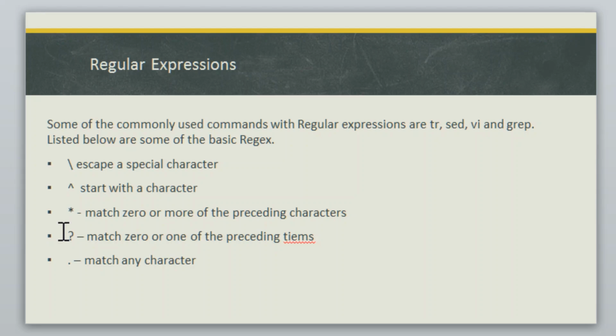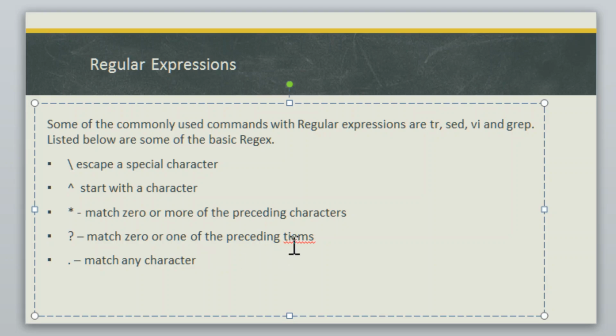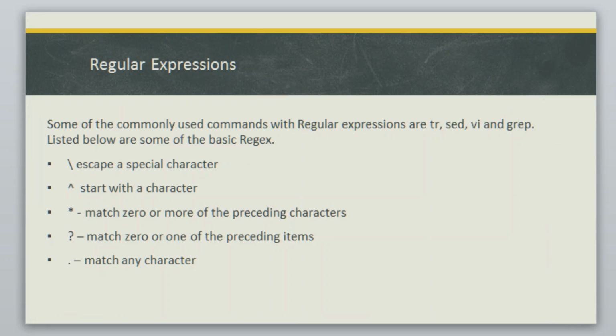We have the question mark, which will match 0 or 1 of the preceding items. And then we have match any character, which is the period. So question mark, we can put that in the middle of a word, and it's going to find all words that have a character that matches in that spot. Okay, and period will match any character.